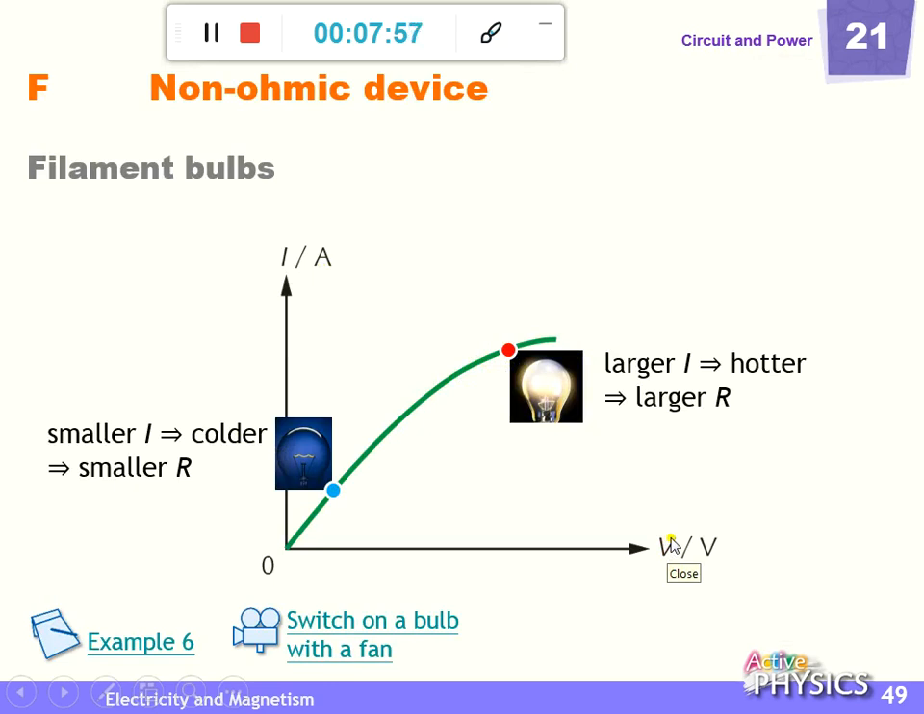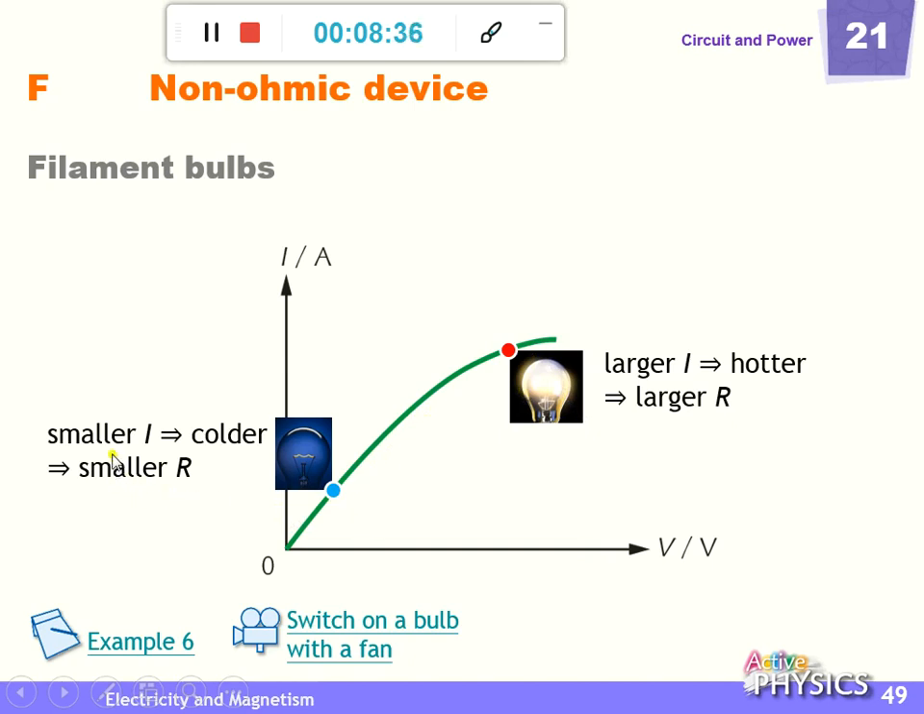Okay, next part F, non-ohmic device. What will happen? The first one will be the filament light bulb, 鎢絲燈膽. The graph will bend downward like that. At lower voltage, the current will be smaller. At a higher temperature, the current will be higher. But you can see the change: even if the voltage is higher, the current will not increase a lot. You can see it from the curve.